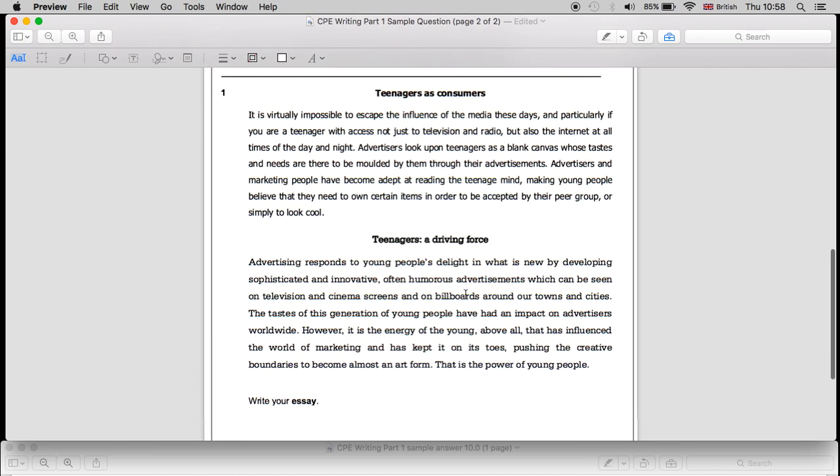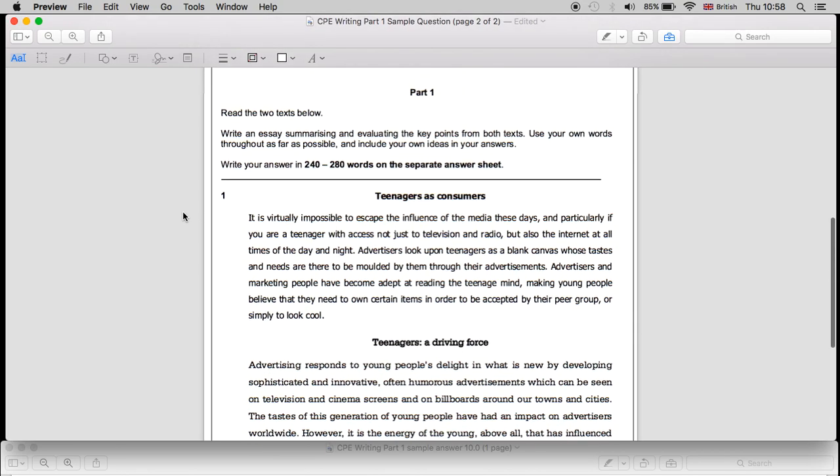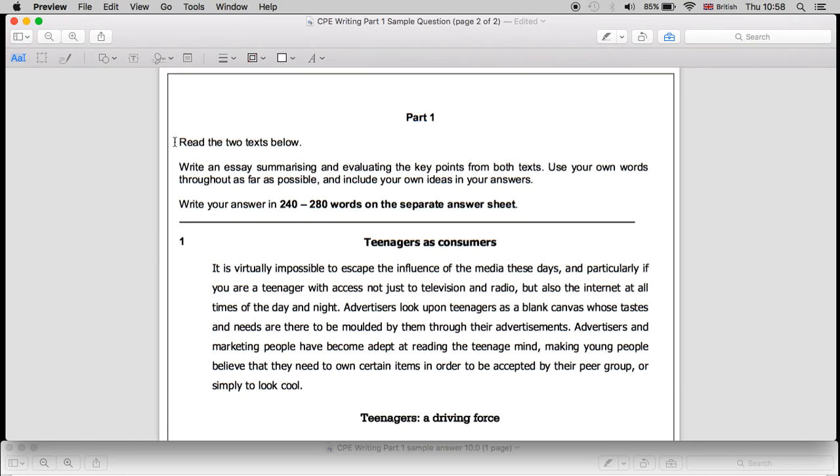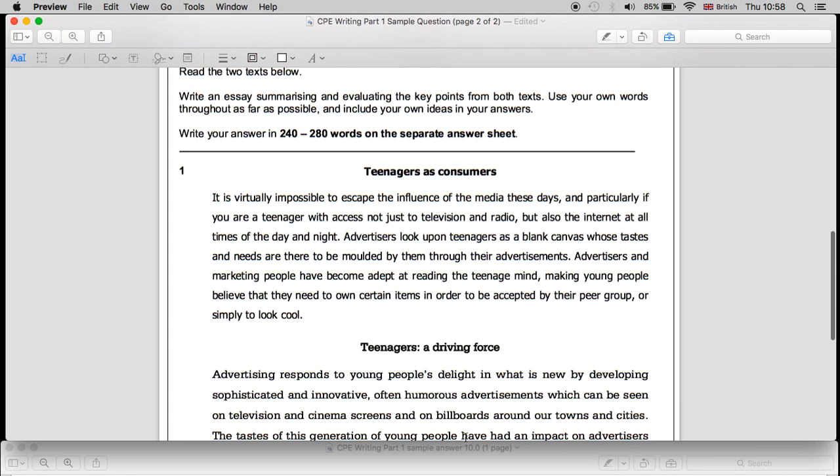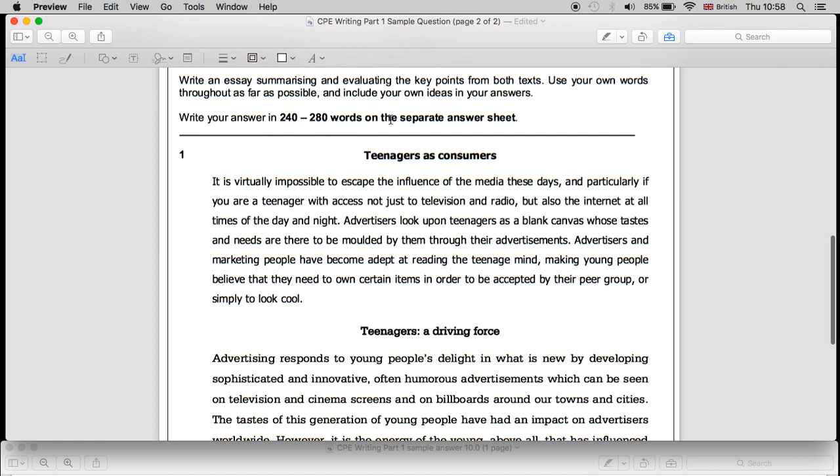So what it entails, if we just look at it as a whole, is the reading of 2 different short extracts. Sometimes these extracts complement each other and sort of say the same thing. At other times, they will be contrasting, with different opinions or ideas expressed. Essentially, your job as the writer is to read the 2 texts and then write an essay of approximately 260 words, which summarizes and evaluates the key points from both texts, and then you're meant to use your own words and include your own ideas in your answer.